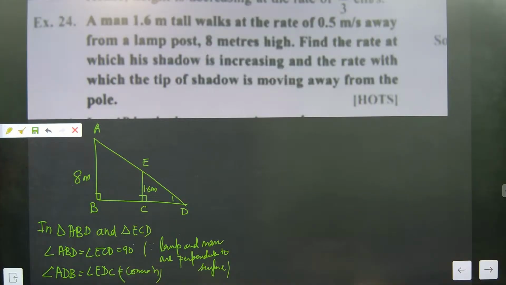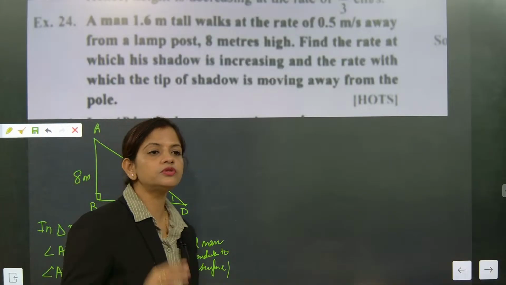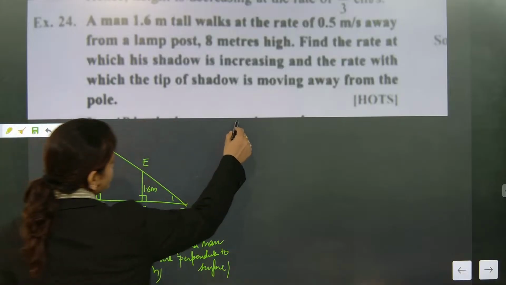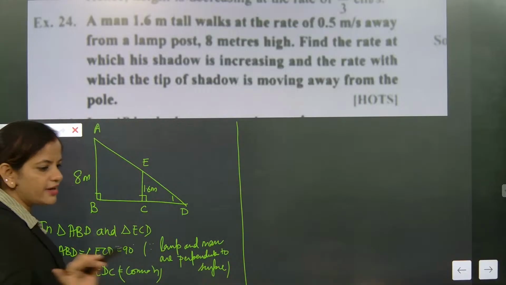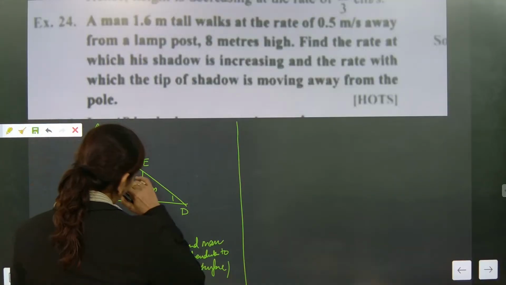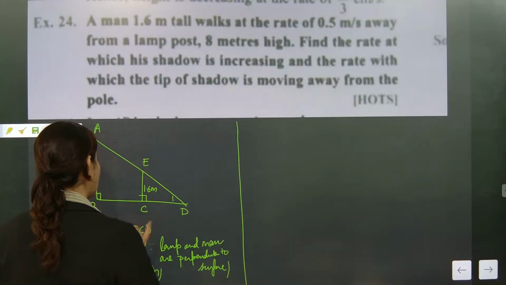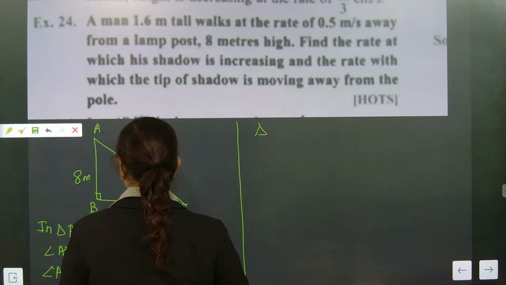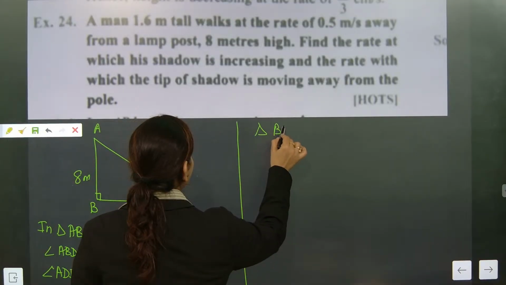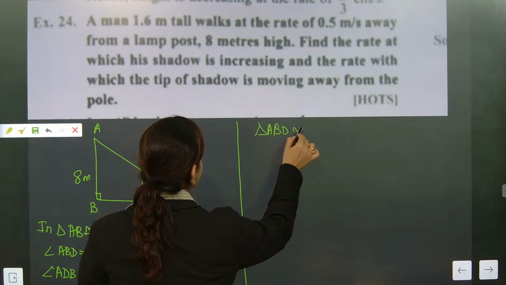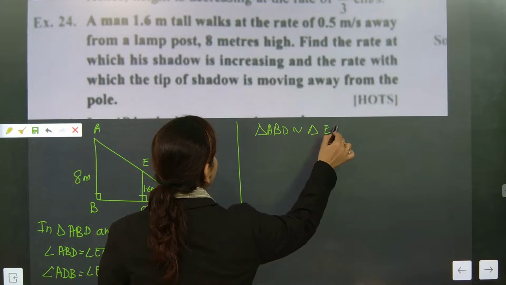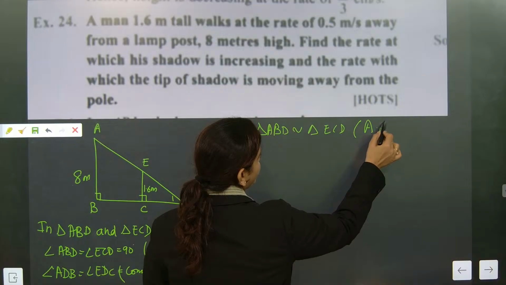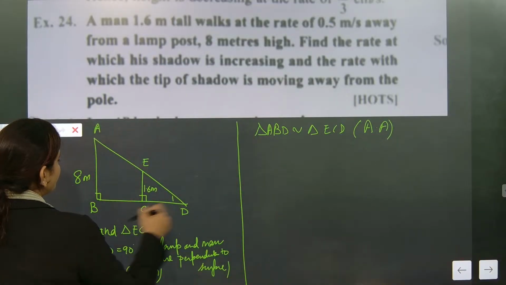So that means both the triangles are similar. Understood? So this question holds good with similarity first. Now how are we going to write this part? We will say triangle ABD is similar to triangle ECD. If triangles are similar by case of angle, then sides will become proportional.